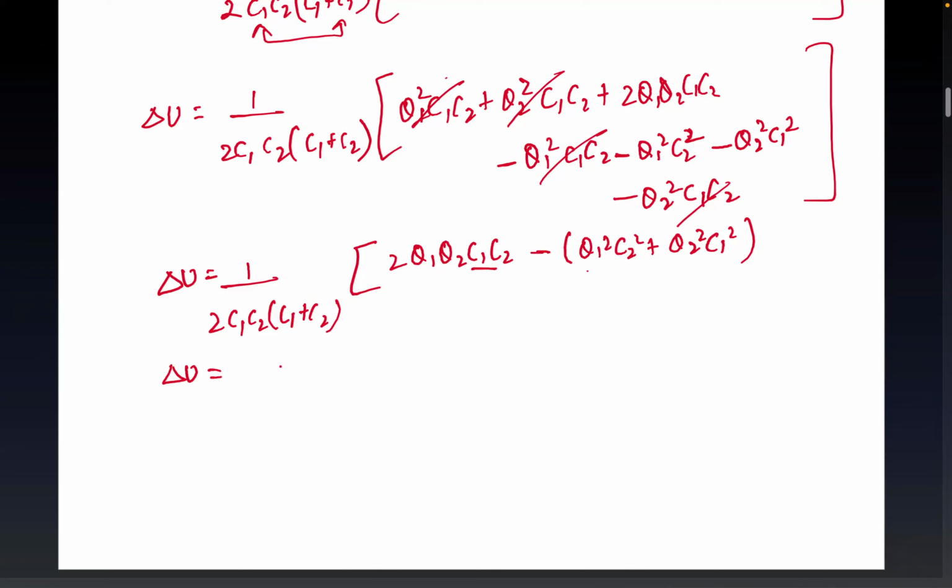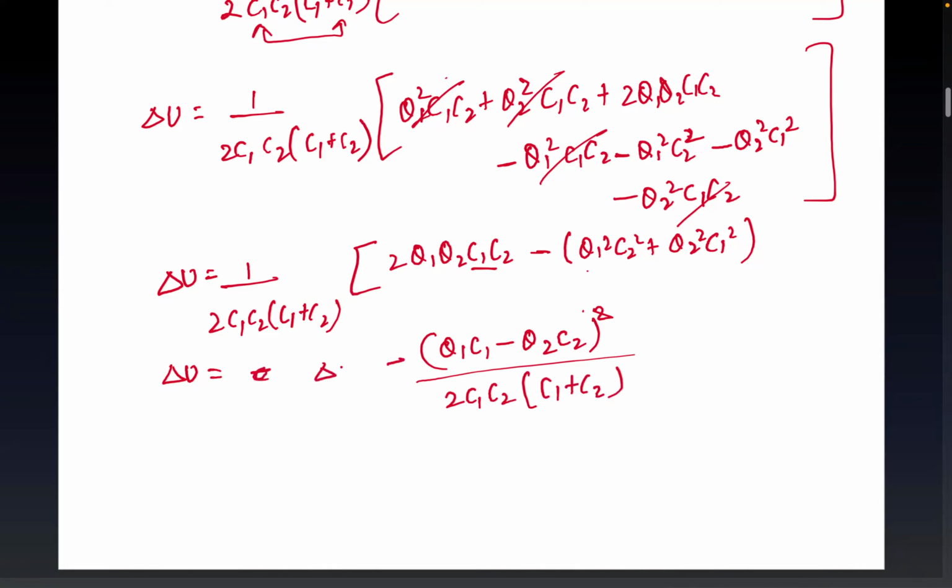If you take the negative common, so it will become what? Q1 C2 minus Q2 C1, or Q2 C1 whole square, it's up to you. Okay, and what we are left with is 2 C1 C2 times C1 plus C2. So this is the formula of change in potential. I think it should be Q1 C2 minus Q2 C1.